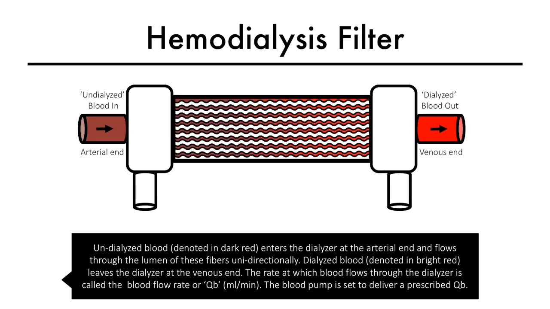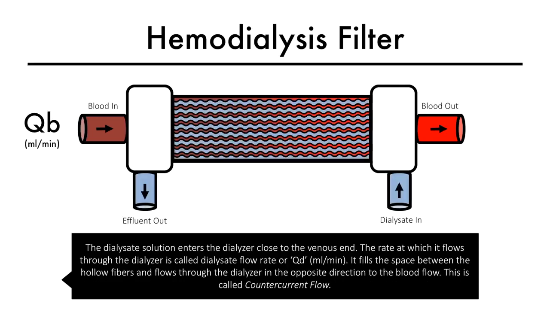The rate at which blood flows through the dialyzer is also called the blood flow rate, or QB, in milliliters per minute. The blood pump is set to deliver a prescribed QB. The dialysate solution enters the dialyzer close to the venous end. The rate at which it flows through the dialyzer is called dialysate flow rate, or QD, again in milliliters per minute. It fills the space between the hollow fibers and flows through the dialyzer in the opposite direction to the blood flow. This is called countercurrent flow.